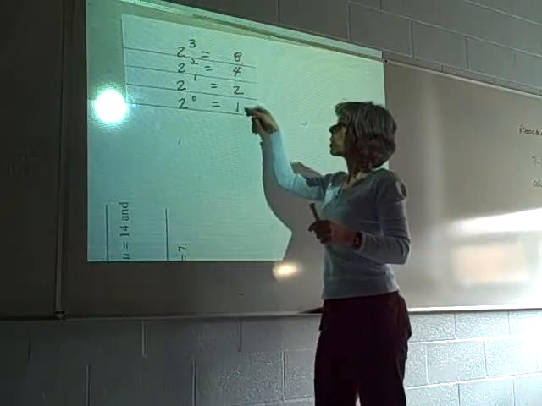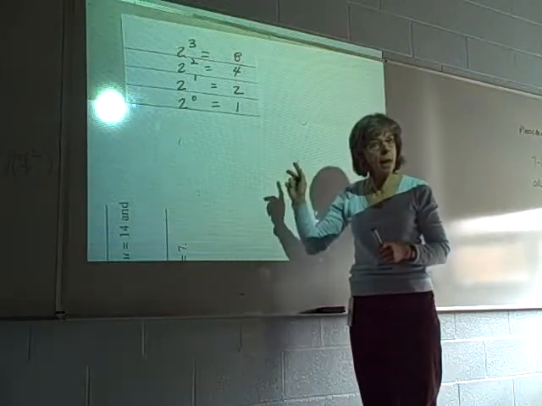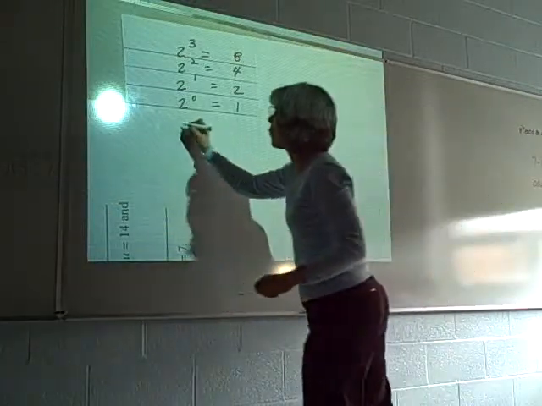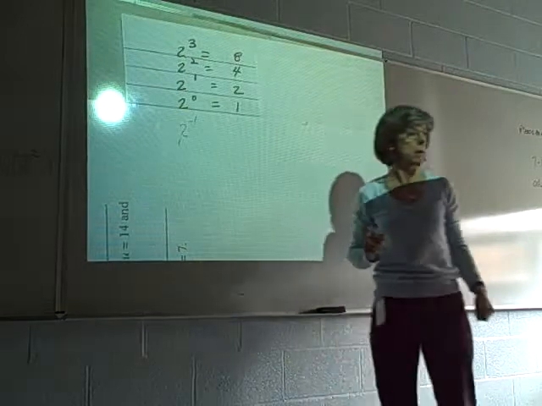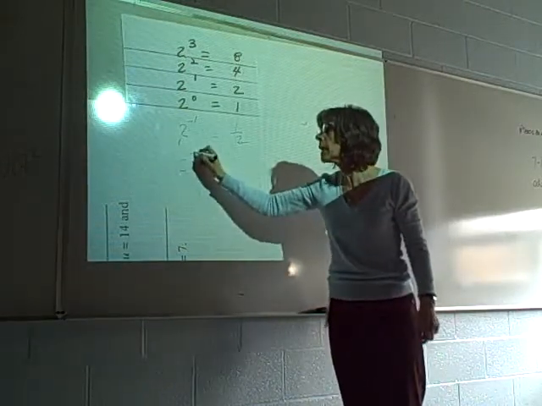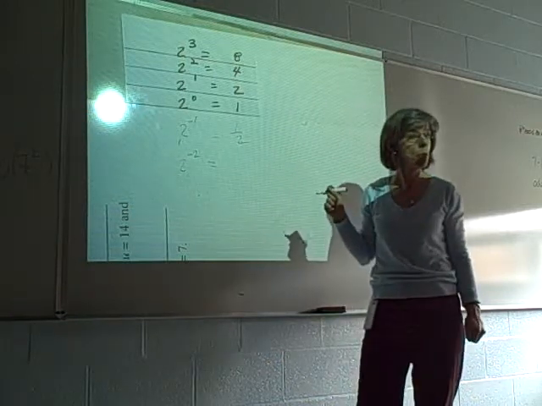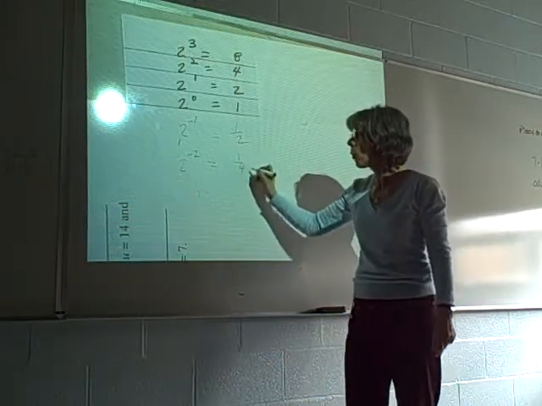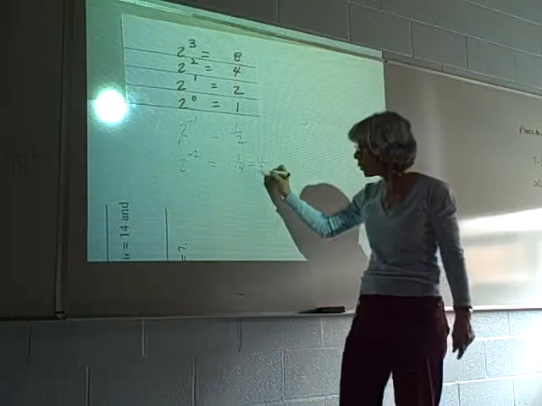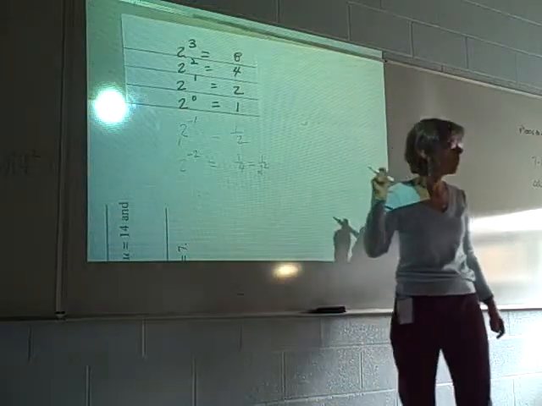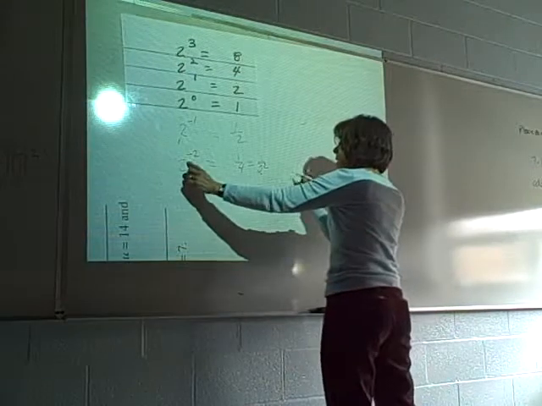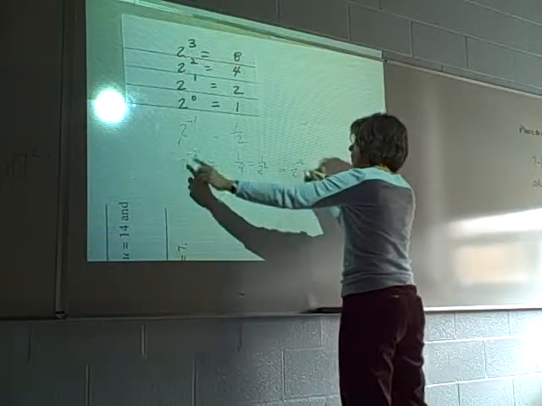My values are decreasing by half. So what will 2 to the negative 1 have to be? 1/2. And 2 to the negative 2 is going to be 1/4. Or could I not write this as 1 over 2 squared? Good. Okay? So is this a true statement?